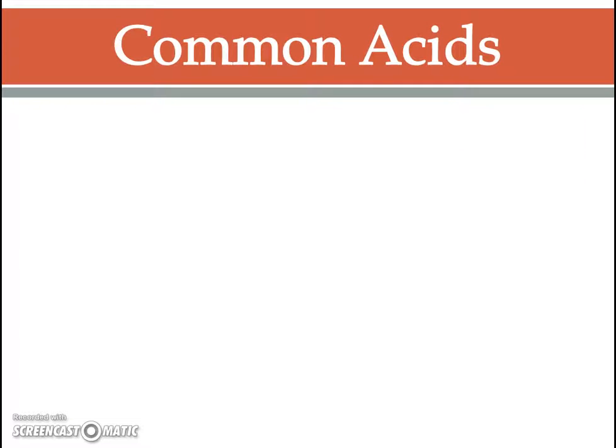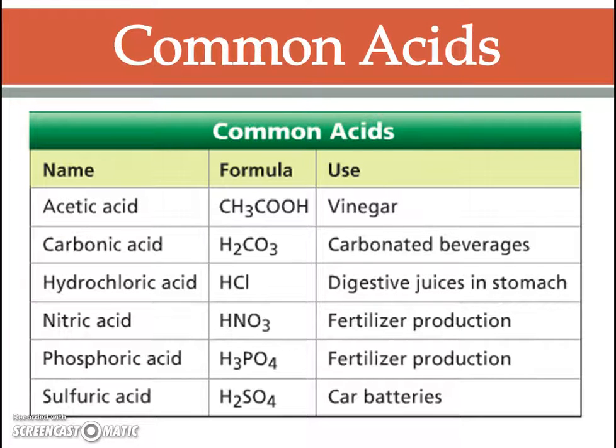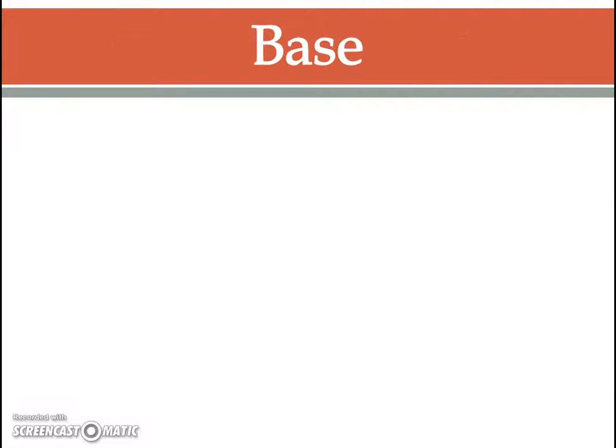So common acids that we can look at: acetic acid, so that's the vinegar that you see. Carbonic acid, so think about your carbonated beverages. Your colas, your Pepsis, all of those things have carbonic acid. Hydrochloric acid, that's your digestive juices, that helps you to digest your food properly. Nitric acid and phosphoric acid, both of those are found in fertilizers. And then sulfuric acid is found quite often in car batteries.